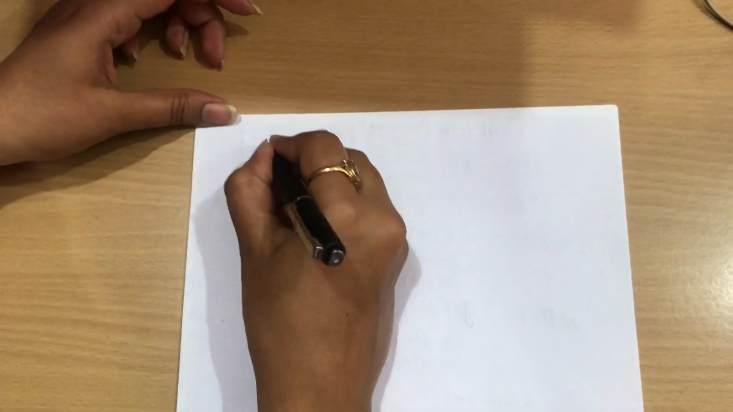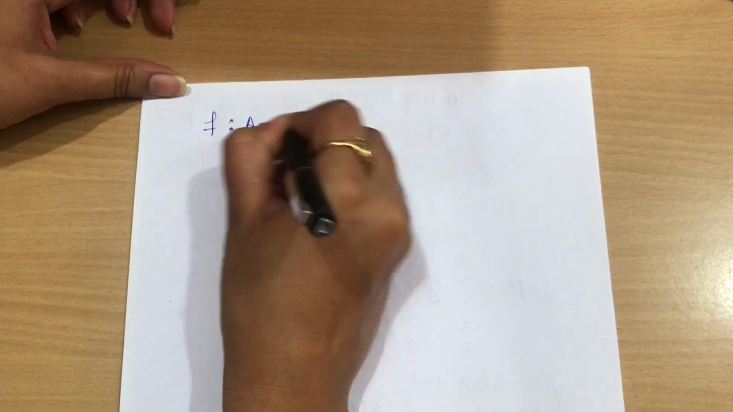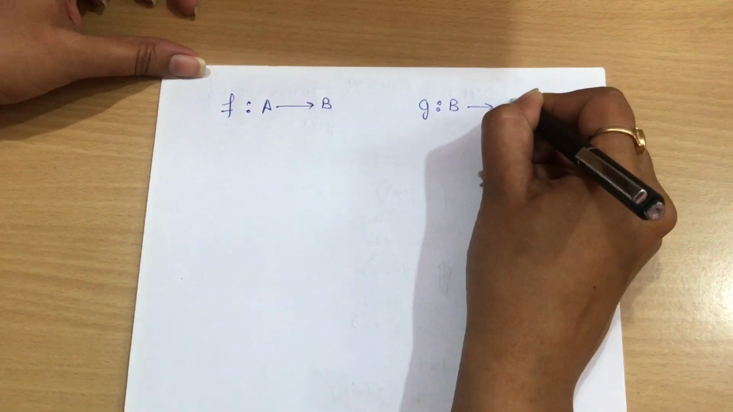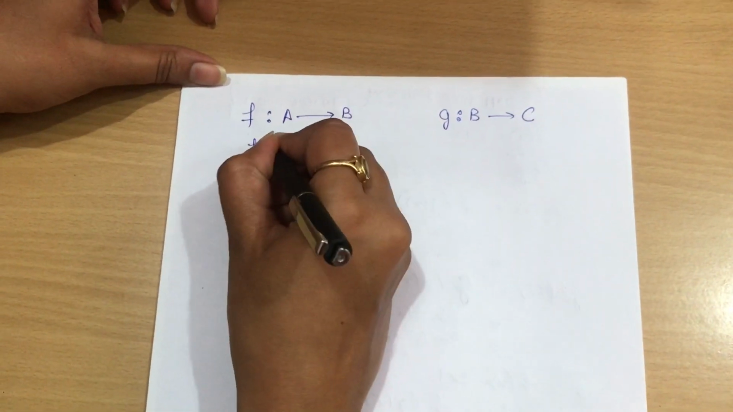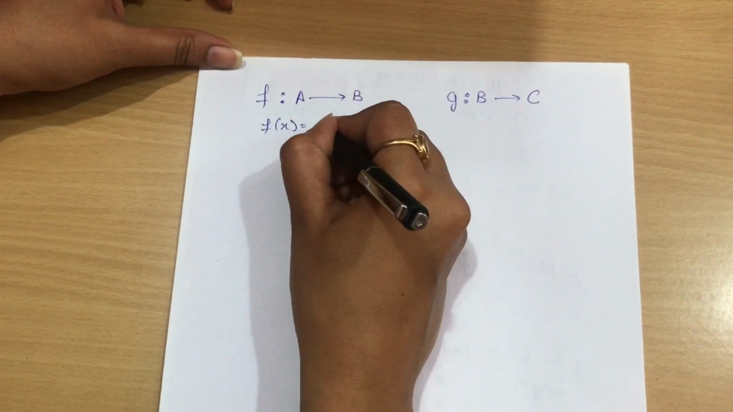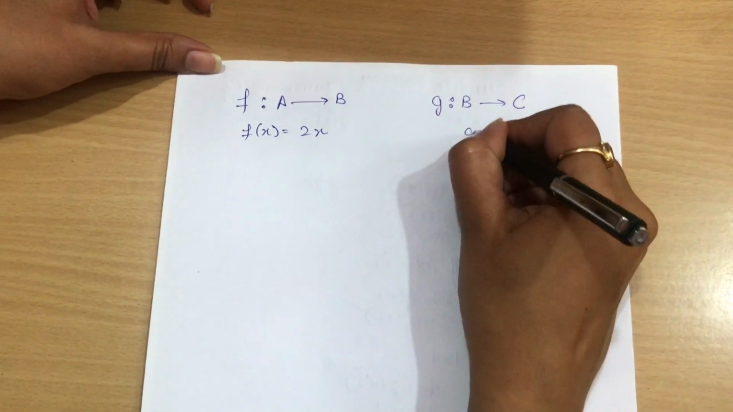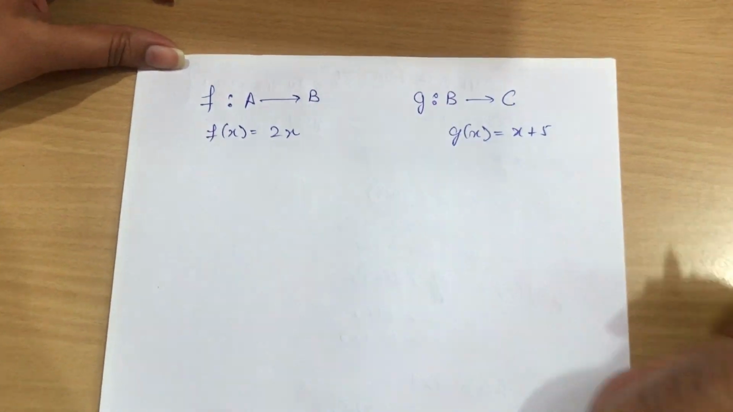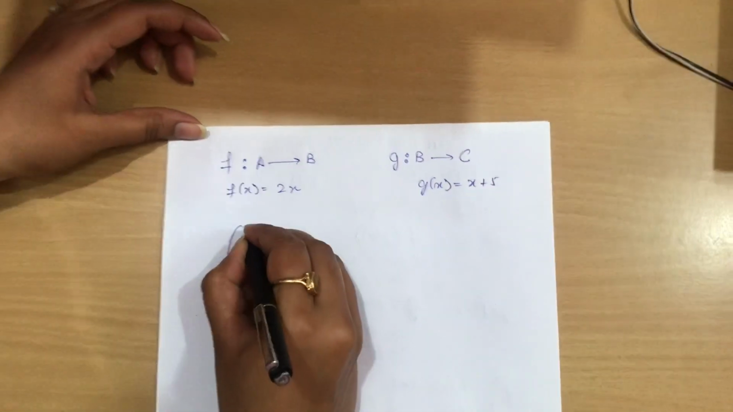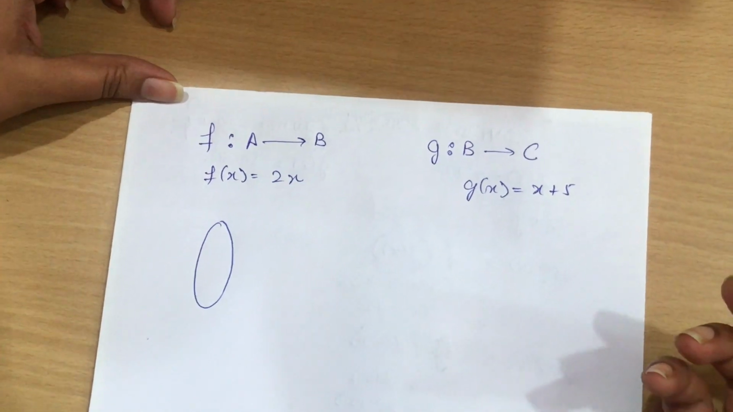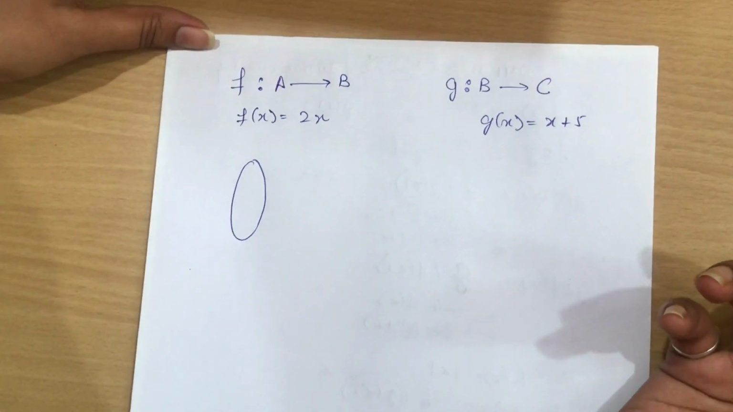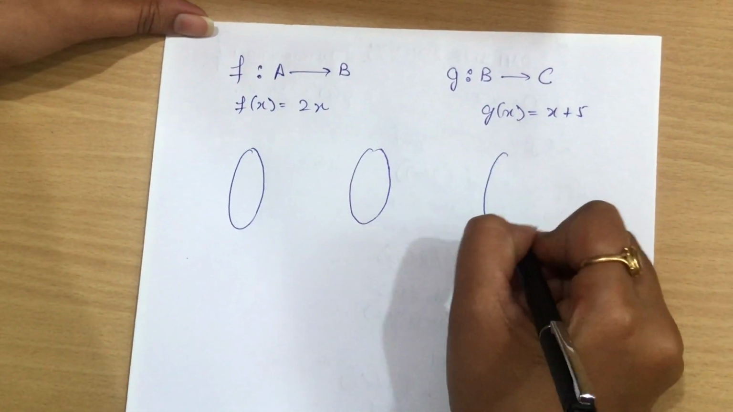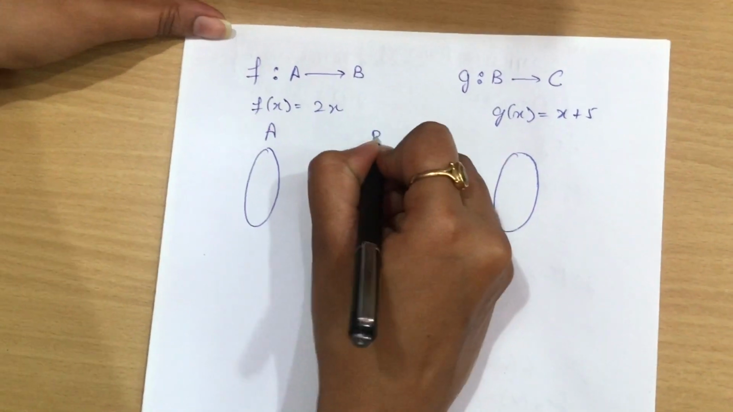For example, if we have a function f such that A to B, and we have a function g such that B to C, and this function is defined by f of x. Suppose this function is defined by 2x, and suppose that g is defined by x plus 5. So you have to find out what the domain and codomain are when we compose two functions. First of all you have to take three sets, A, B and C.